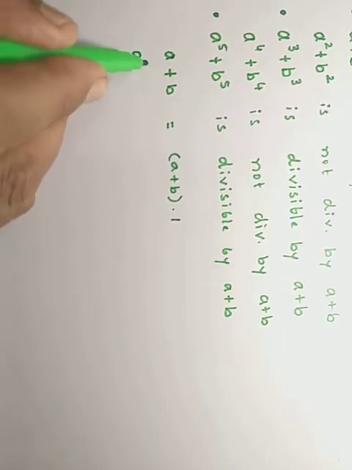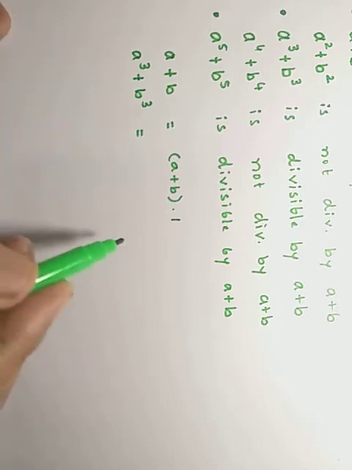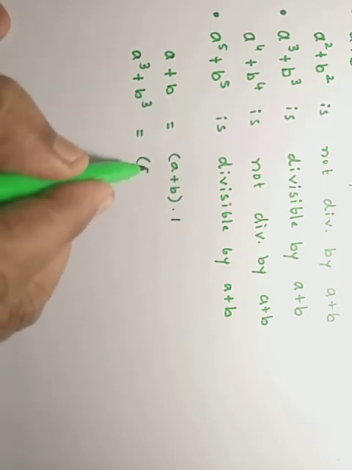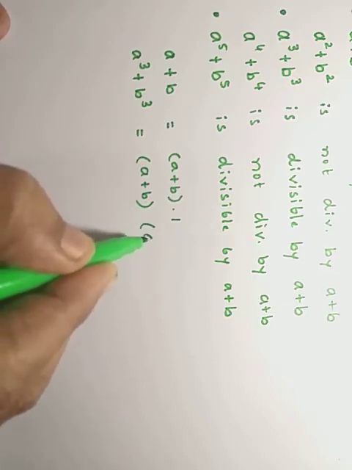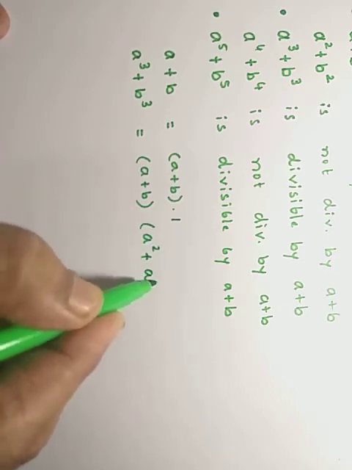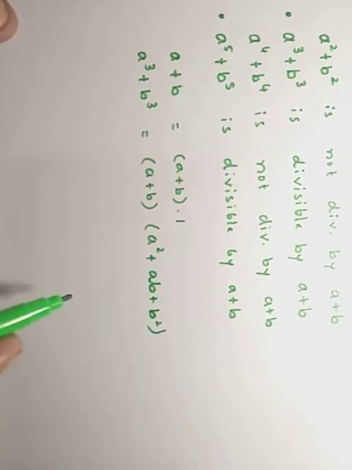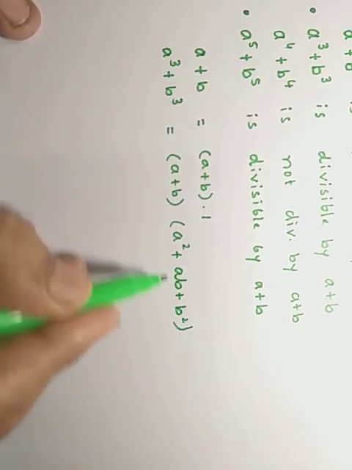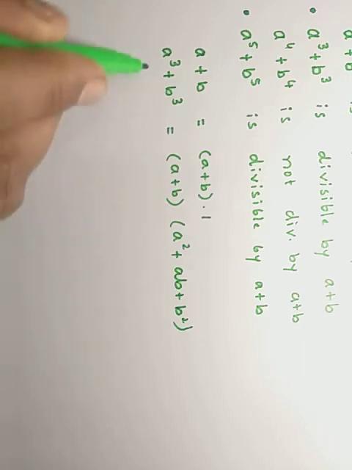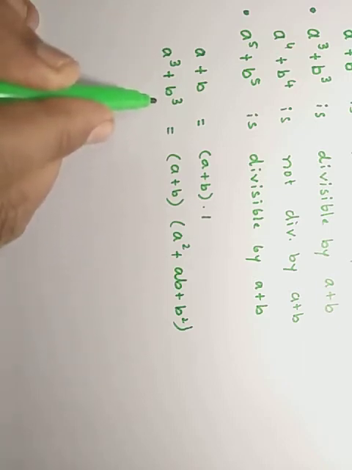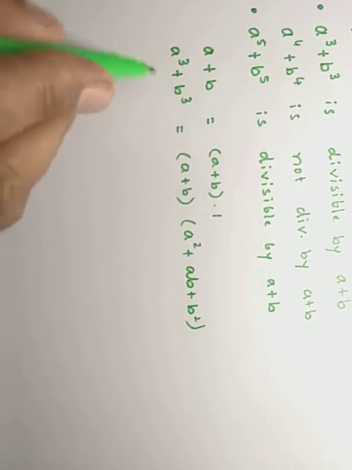Similarly, A to the power 3 plus B to the power 3, that is A cube plus B cube, is equal to A plus B into A square minus AB plus B square. That is, in the factors of A cube plus B cube, there is A plus B, and hence A cube plus B cube is divisible by A plus B.